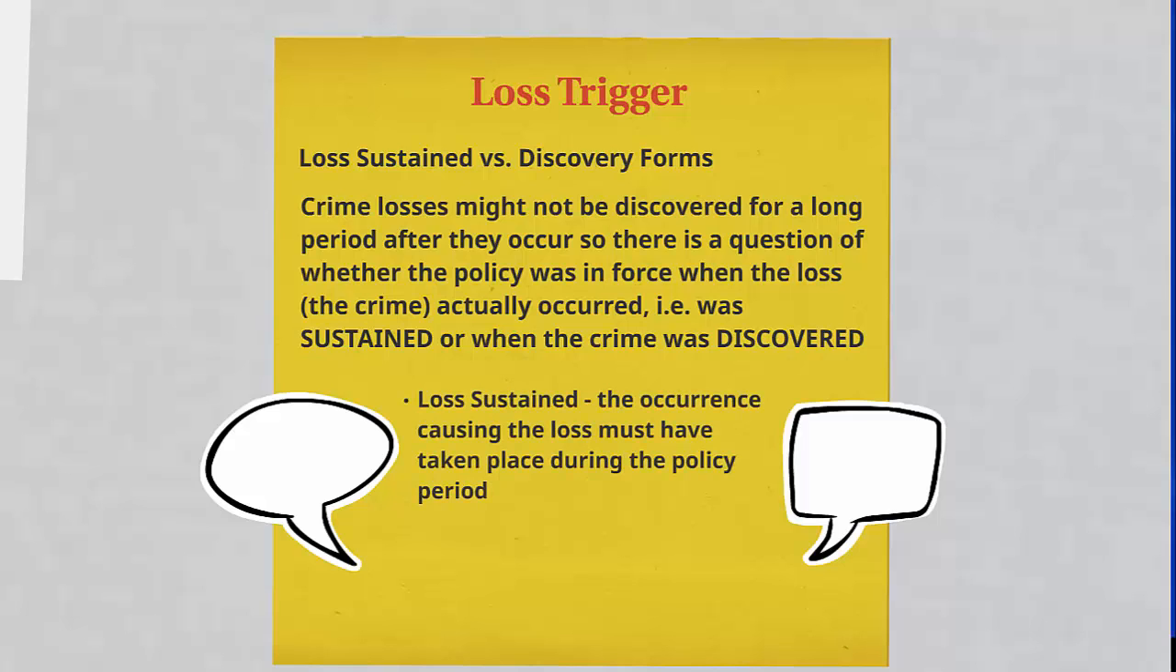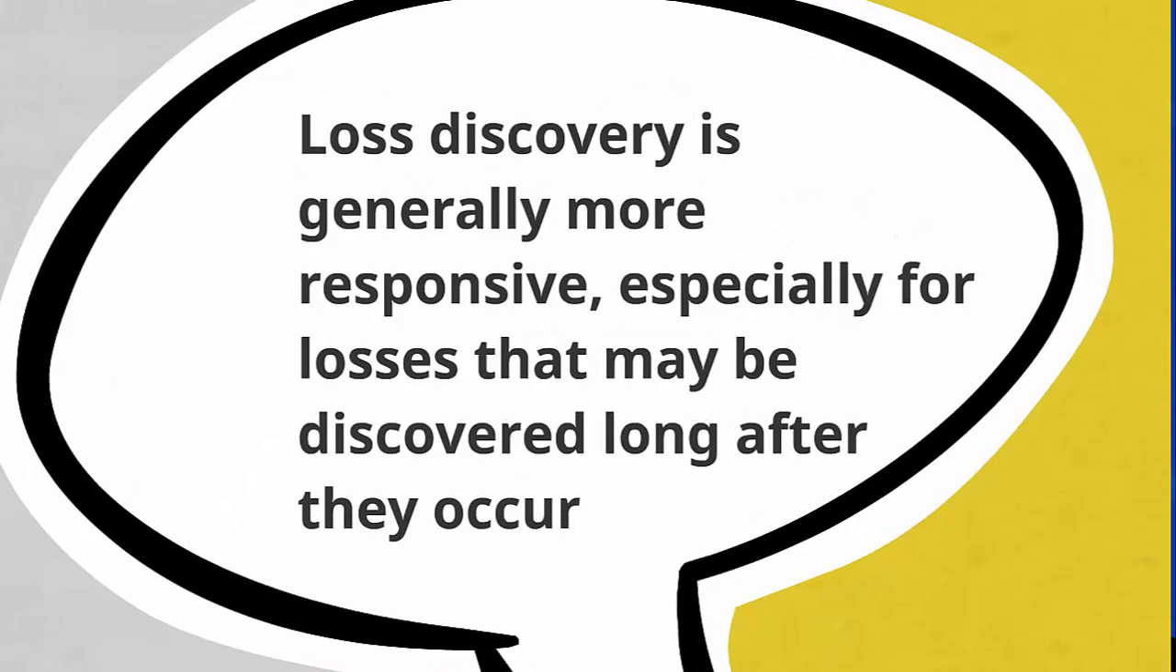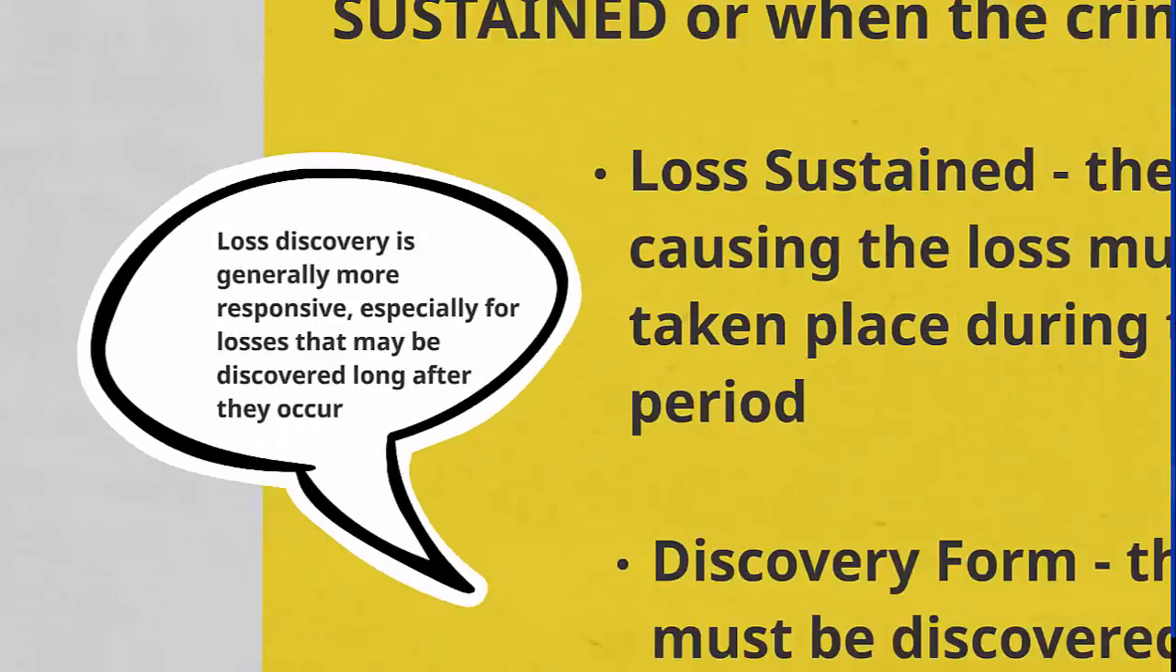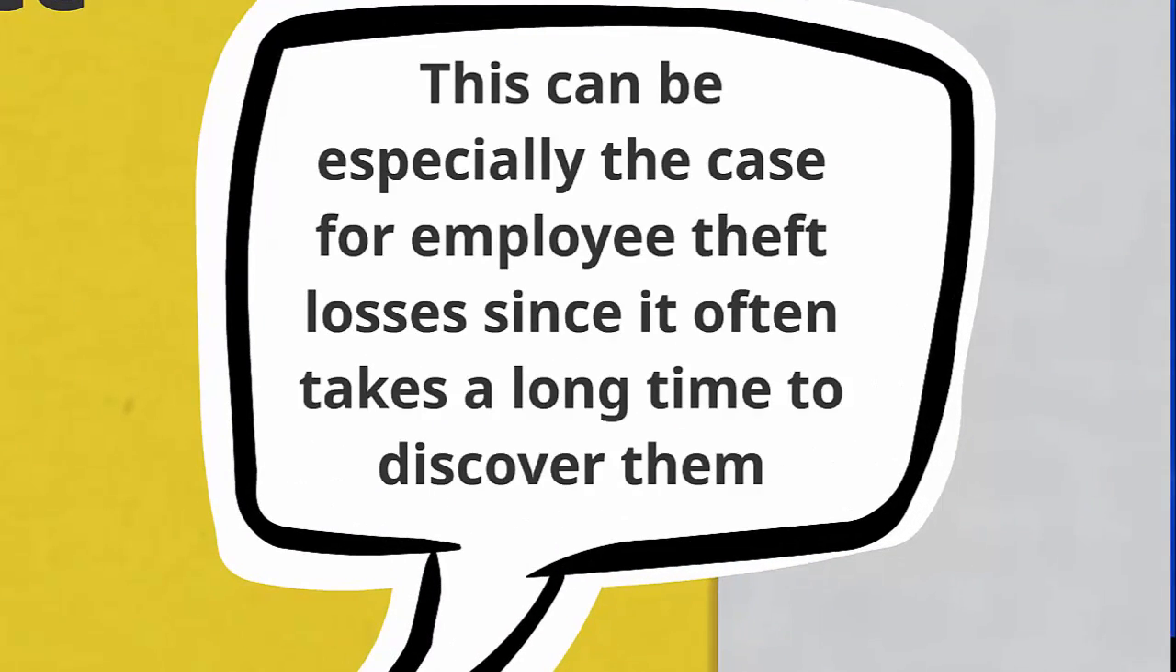was discovered. A policy written on a loss sustained basis means that the occurrence causing the loss must have taken place during the policy period. If the policy is a discovery form basis, the loss must be discovered during the policy period. Loss discovery is generally more responsive, especially for losses that may take a long time to be discovered. This can be especially the case for employee theft losses, since it often takes a long time to discover them.